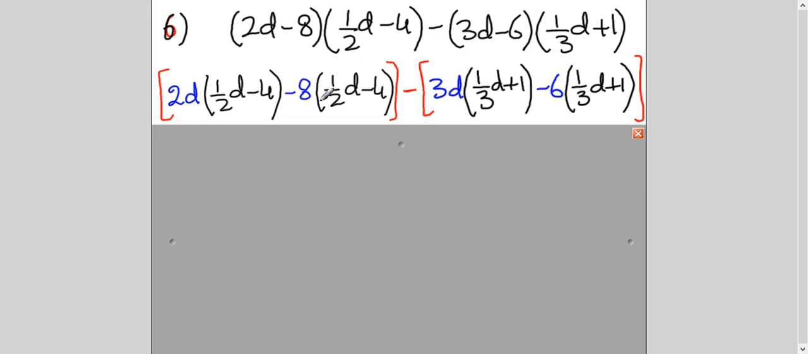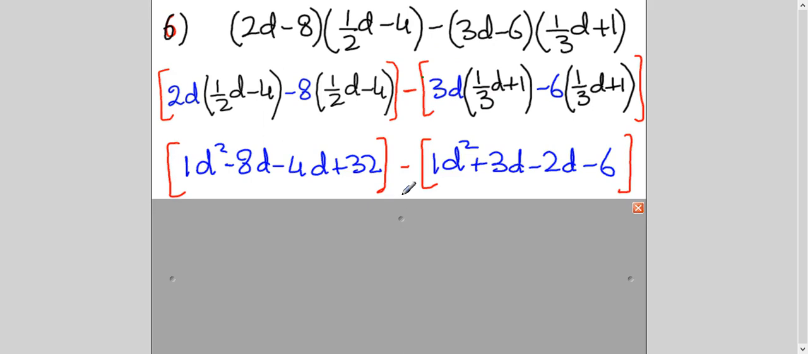So let's see here. So I am doing here 2d multiplied by this term. I've written here minus 8 multiplied by this term. And can you see this red bracket? This is showing that I am simplifying it separately. Then this minus is coming as it is from here. And then again red bracket is showing that I am handling it separately. Right? Exactly in the same way.